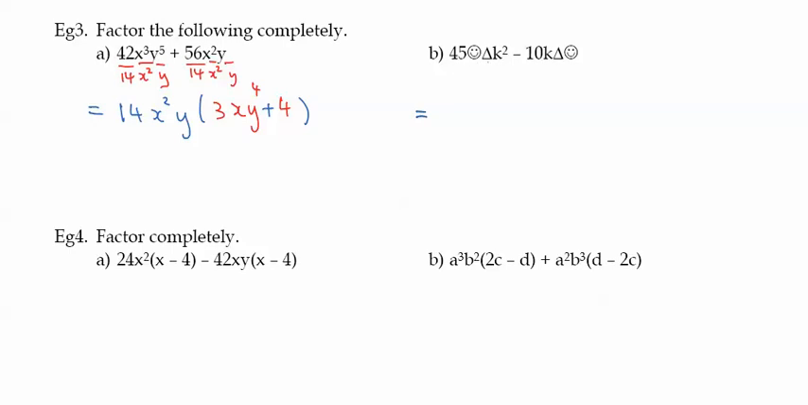Samuel, 45 and 10. What is the greatest common factor? 5? Besides 5, what else can you take out, Brian? The triangle? What else can we take out in common? Okay. What about the happy face? Yeah, we can take out the happy face.